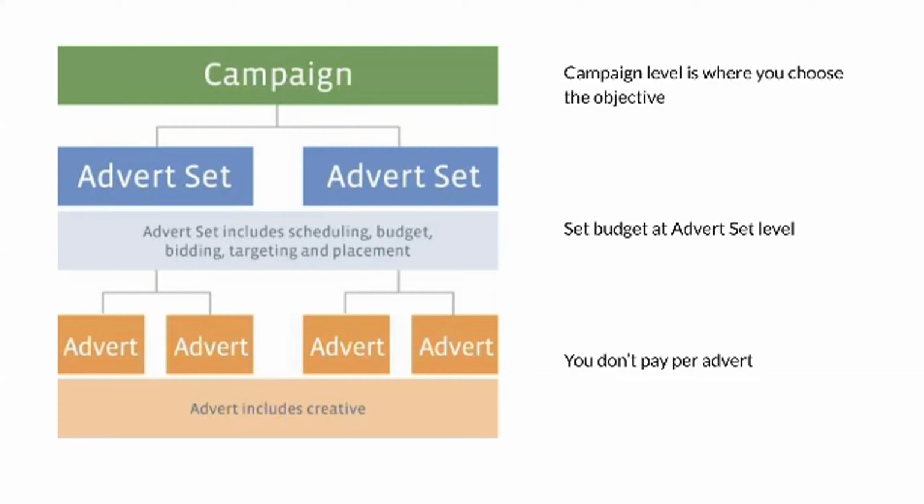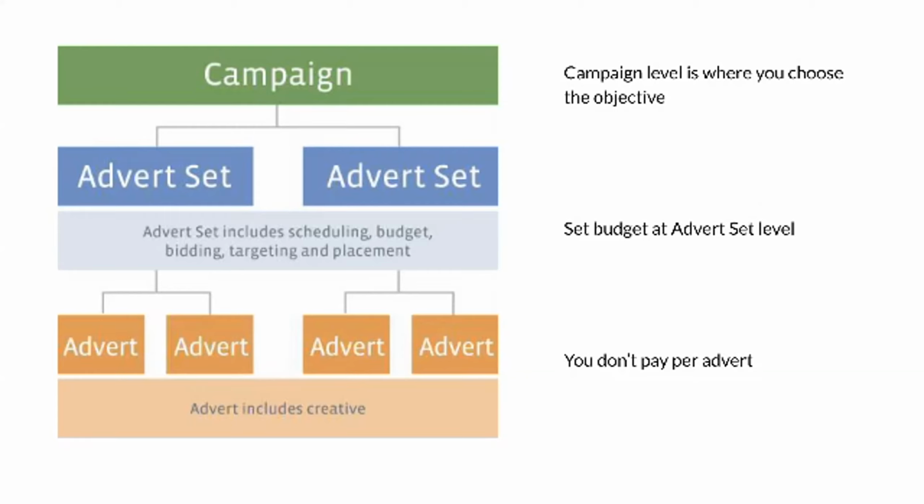Facebook recently introduced something called campaign budget optimization. So, as of very recently, you can set a budget at the campaign level at the top. And then however many ad sets or ads you have under there, you're just setting your budget once, and Facebook will work out how to split it across the different sets.